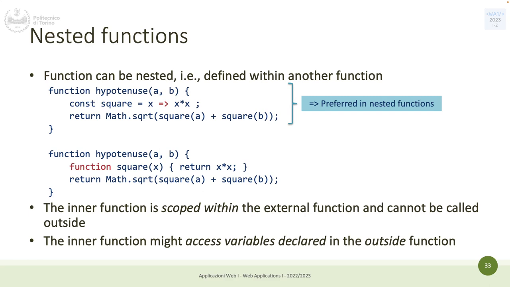So the external function provides information to the internal function, which can access the outside information, but the internal function does not exist outside of the external function that declares it.